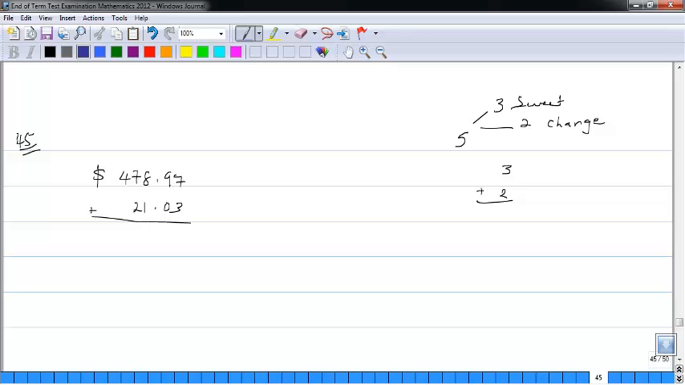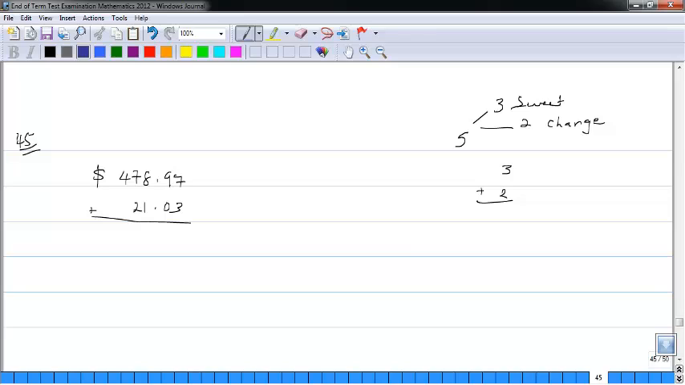Number 45. After paying $478.97 for an item, the change received was $21.03. How much money was the cashier given?